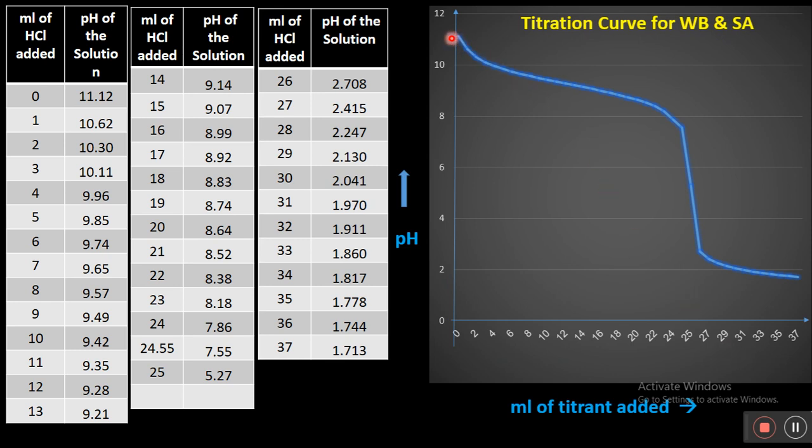At the start pH is around 11, and then there is a slight inflection, then a slow and linear decrease up to 24.5 ml. Then there is a sharp vertical line, the pH change at the equivalence point, around 25 ml, and then slowly again the pH becomes linear and steady. Now let us go ahead.